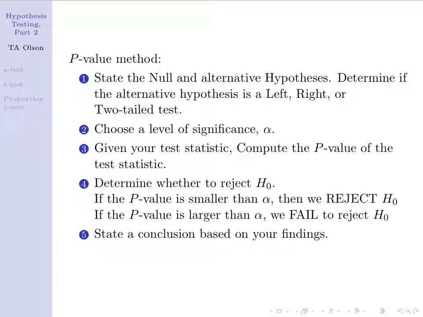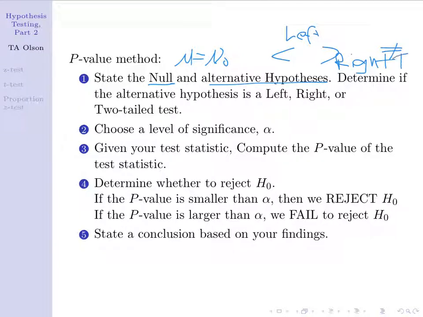The p-value method for hypothesis testing is going to be the same for all 3, right? We're going to state our null hypothesis. Remember, that is that the mu is some particular value given mu naught. The alternative hypothesis is that the true value is less than. That's going to be a left-tailed test. It's going to be greater than. That's going to be a right-tailed test. Or it's simply going to not be, right? And that's going to be a 2-tailed test. Okay?